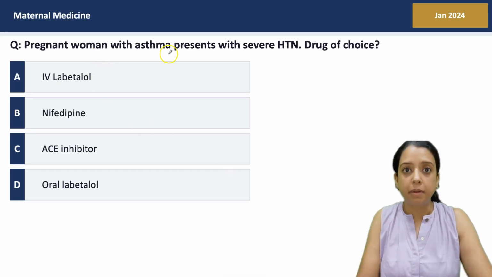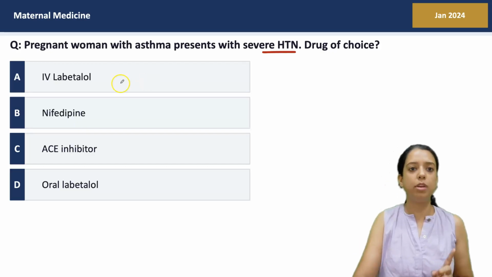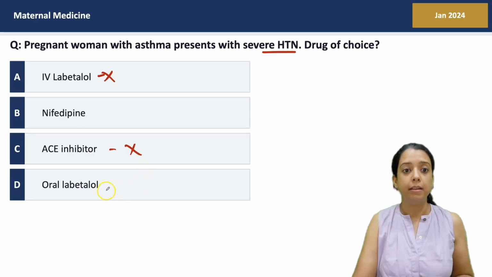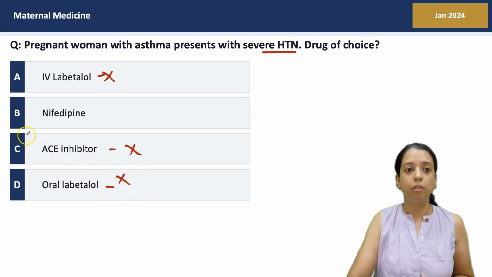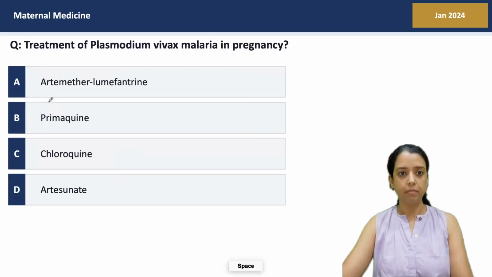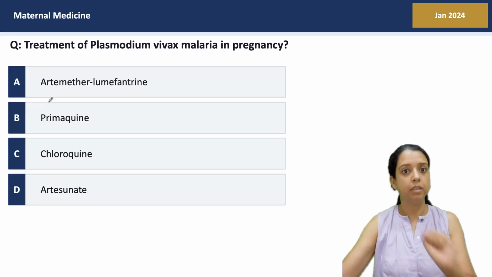Pregnant woman with asthma presents with severe hypertension. What will be your drug of choice? Can you give labetalol in asthma? No. ACE inhibitor contraindicated in pregnancy. Oral labetalol? No. I can give nifedipine. If methyldopa would have been there, I can give methyldopa also.